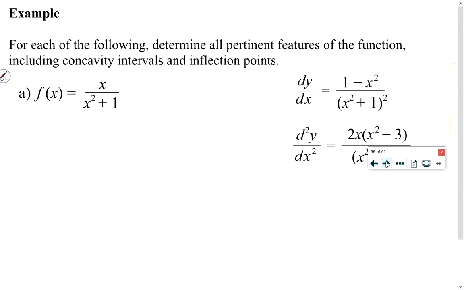So example 1 asks us to determine all of the pertinent features of the graph so we can construct the graph, and I would like you to take a minute and write down what the first and second derivatives of this function are, because we're not going to spend class time today finding them. If we did, we'd be here for hours.